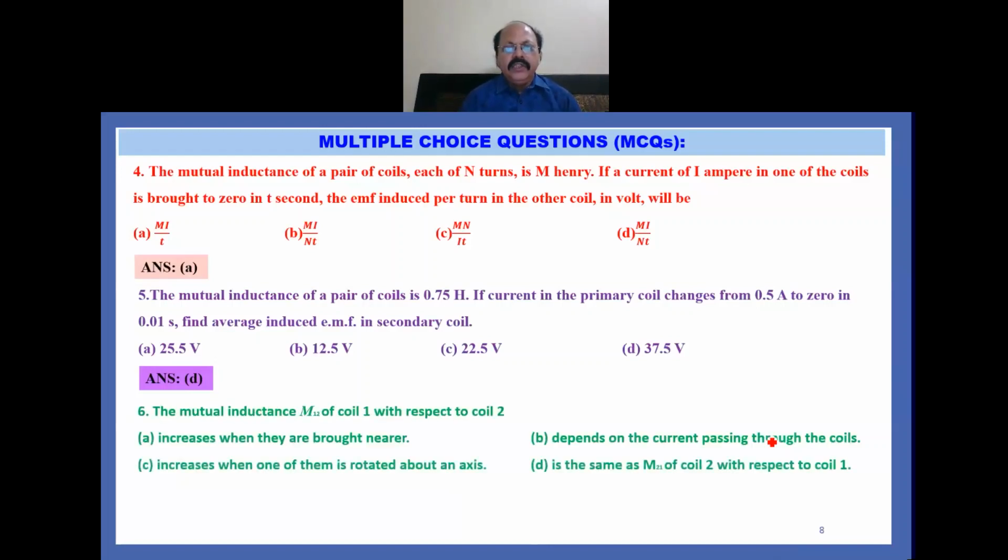Now, sixth question. The mutual inductance M12 of coil 1 with respect to the coil 2. Your options are here. Increases when they are brought nearer. Option B, depends on the current passing through the coils. Option C, increases when one of them is rotated about an axis. Option D is the same as M21 of coil 2 with respect to the coil 1. So whatever you learn, you apply your concept, find your answer. Your answer should be A and D.